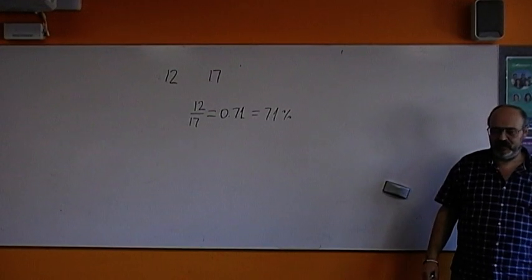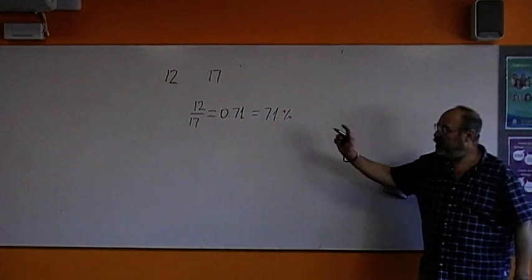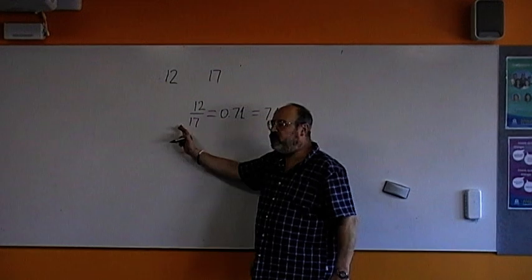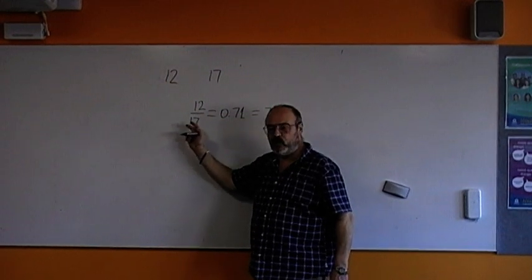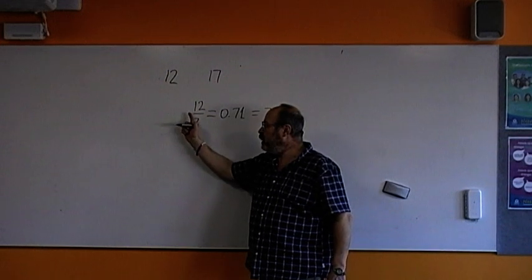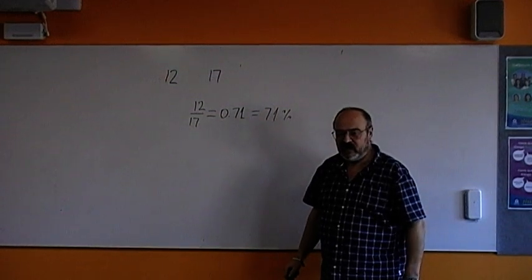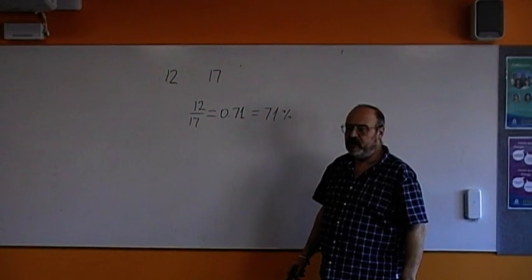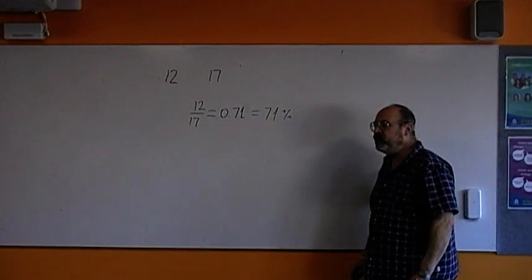I don't understand what just happened. We found that 12 students out of 17 follow footy. To find what percentage of students, what is 12 as a percentage of 17? We divide 12 over 17, we get the answer as a decimal, and we turn it into a percentage. Make sense?